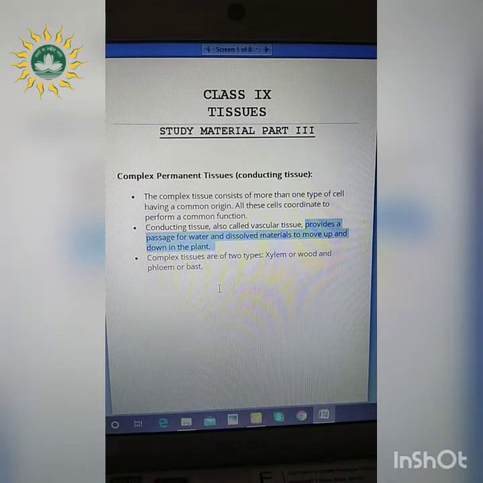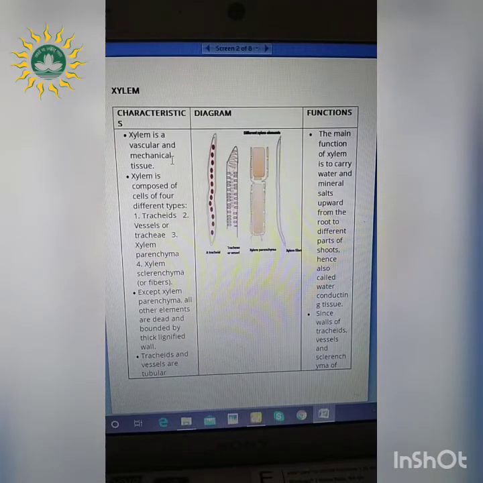So the complex permanent tissue is of two types, which are referred to as xylem or wood and phloem or bast. So two types are present. We'll move on to the details of this xylem and phloem. Firstly, coming to xylem, the characteristics.